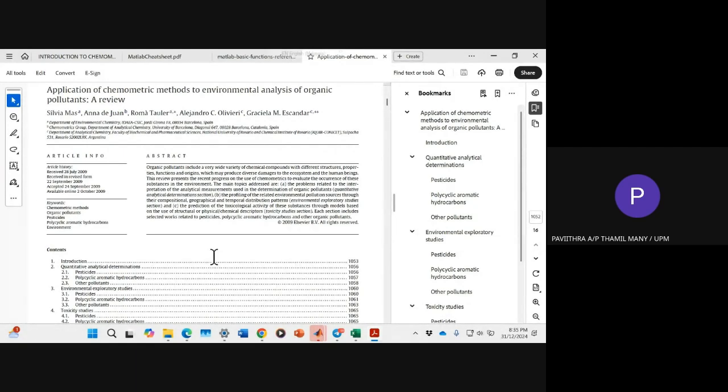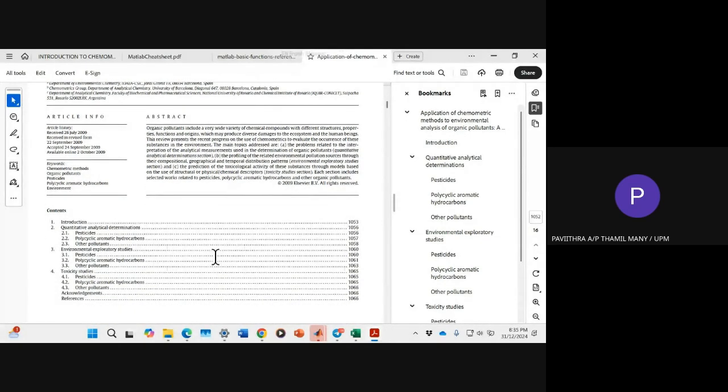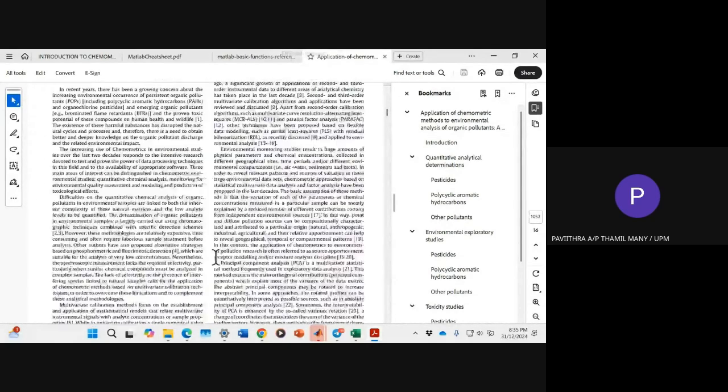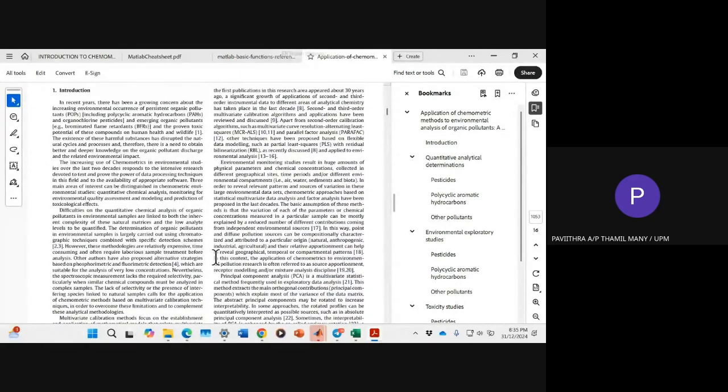I've also been working with some chemometric methods like PCA, as I mentioned to you just now, doctor. In this journal, they talked about two types which I never heard before. This is my first time hearing about them. MCR-ALS and also PARAFAC.